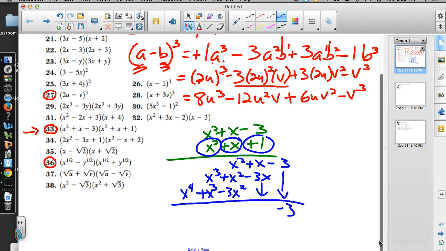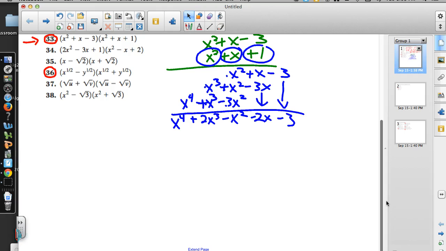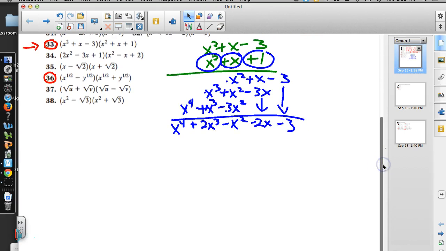All right, and now we can go ahead and add these vertically. Negative 3, x minus 3x is negative 2x. X squared plus x squared is 2x squared minus 3x squared will be a negative x squared. X to the third plus x to the third is 2x to the third. And then we have that with our x to the fourth out in front. So there's our product, and again, that is done vertically there so that we can see exactly where everything is coming from. Now that wouldn't be the only way to do it, but it's a good way to do it to keep organized. Then for number 36, this one did not have any directions besides expanding that product.